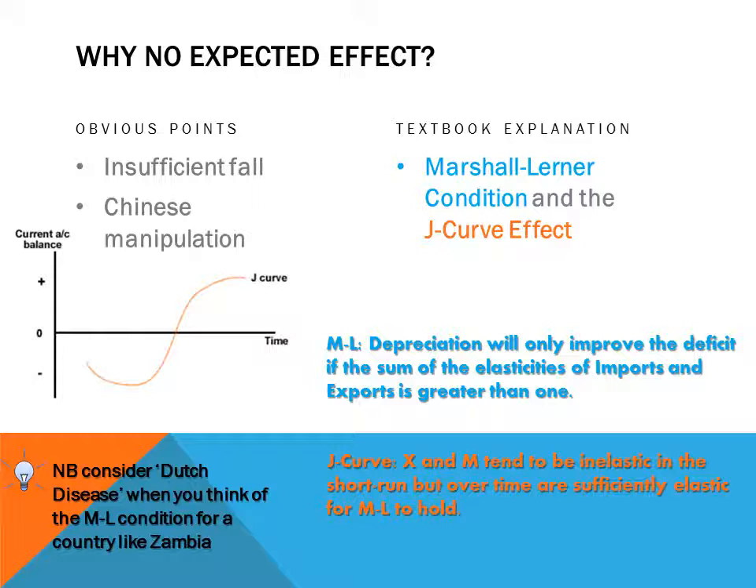And I just put a little hint here to consider Dutch disease when you think about the Marshall-Lerner condition for Zambia. The reason is that it might be that Dutch disease reduces the elasticity of demand for exports and imports, because Dutch disease means that you find it very difficult to switch to different products and export them if you have a depreciation.